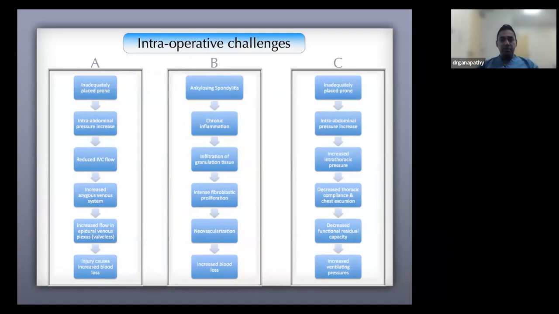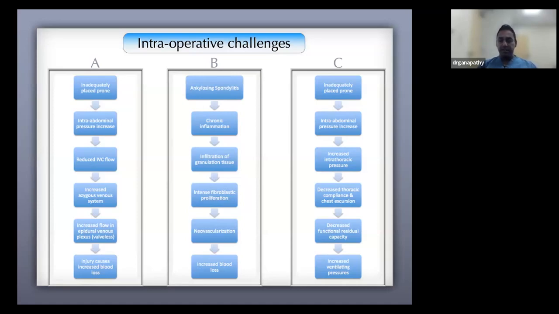Intraoperatively, the issues are, if you don't adequately position them prone, you can increase your intra-abdominal pressure, which reduces the IVC flow, and that causes increased pressure in your azygous venous system, causing increased blood loss, which can also cause injury. Because of the chronic inflammatory state and because of neovascularization, there is another reason for increased blood loss. And as we discussed, if the chest pressures are high and you have increased ventilation pressures, that's going to affect your chest, your ventilation, and your VQ.